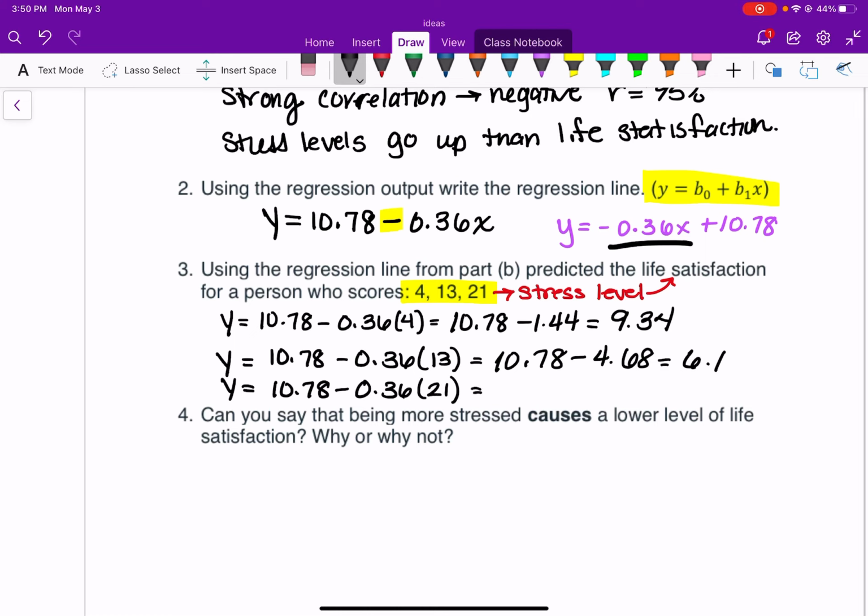And just as a note, remember 21 is a pretty high stress level, so I would expect my life satisfaction score to be pretty low. So we're going to do 0.36 times 21. So that's 10.78 minus 7.56. So doing that, 10.78 minus 7.56, we get a life satisfaction score of 3.22.